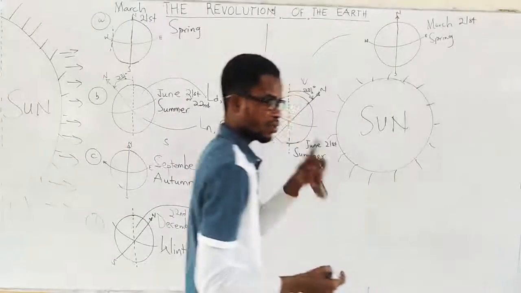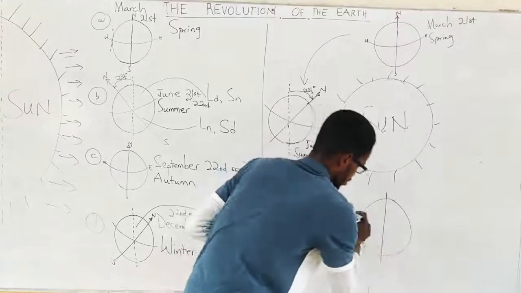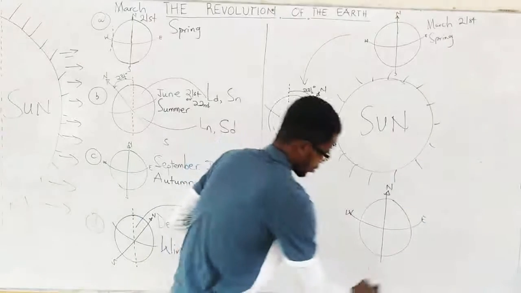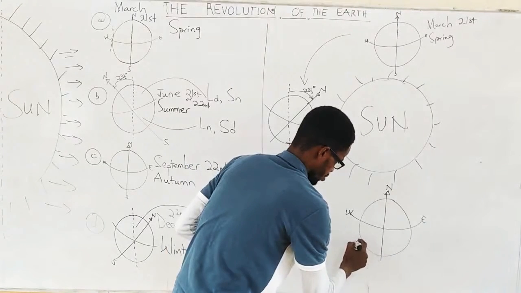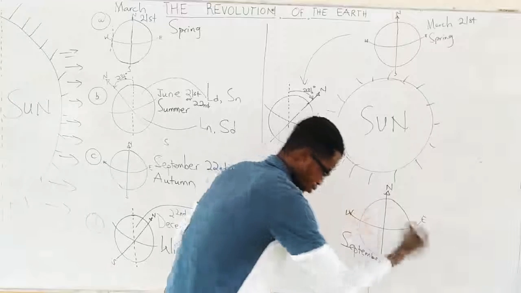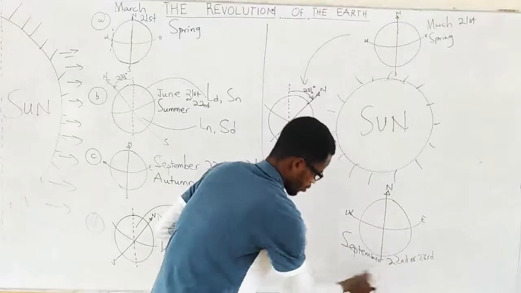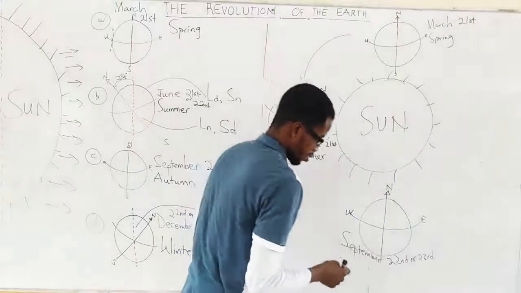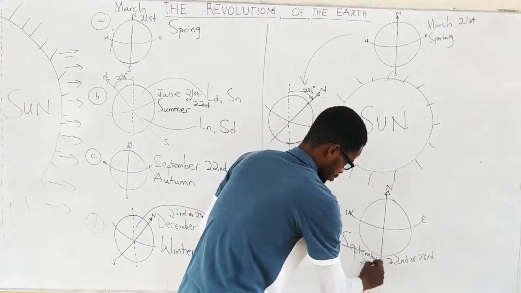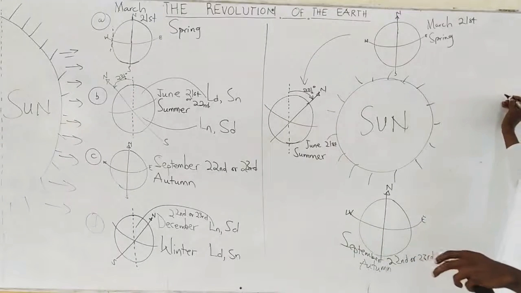Then third, diagram C. That's the second or the last equinox. What happens? No tilting as usual. So you have the equator, you have this east and west. Then this is September. So September the 21st, 22nd, or 23rd, the intense sun heat on the surface of the earth, equal hours of day, equal hours of night. We know that. So you can write the season, that is autumn.